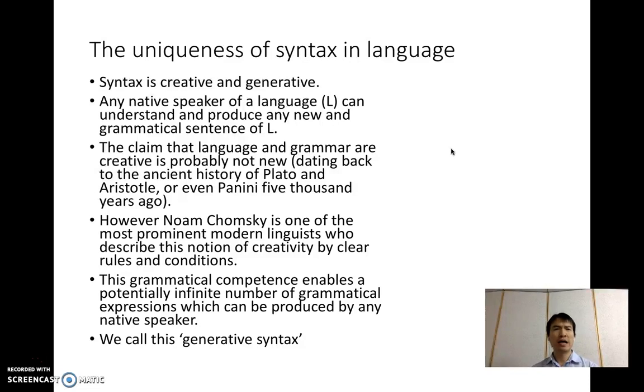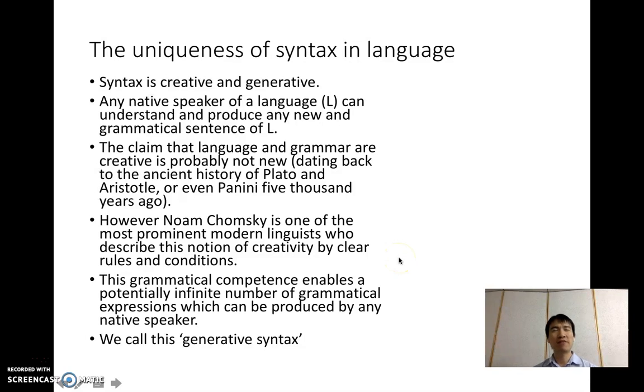There are lots of people in ancient times who already claimed that language is creative, and we can always say something new. However, there's one single person in linguistics that you have to know in this course, okay? His name is Noam Chomsky. Noam Chomsky is considered one of the most famous linguists who ever lived in history. What he has done is the following. He is definitely not the first person who said that language is creative, but he is the first person who described this notion of creativity by clear rules and conditions.